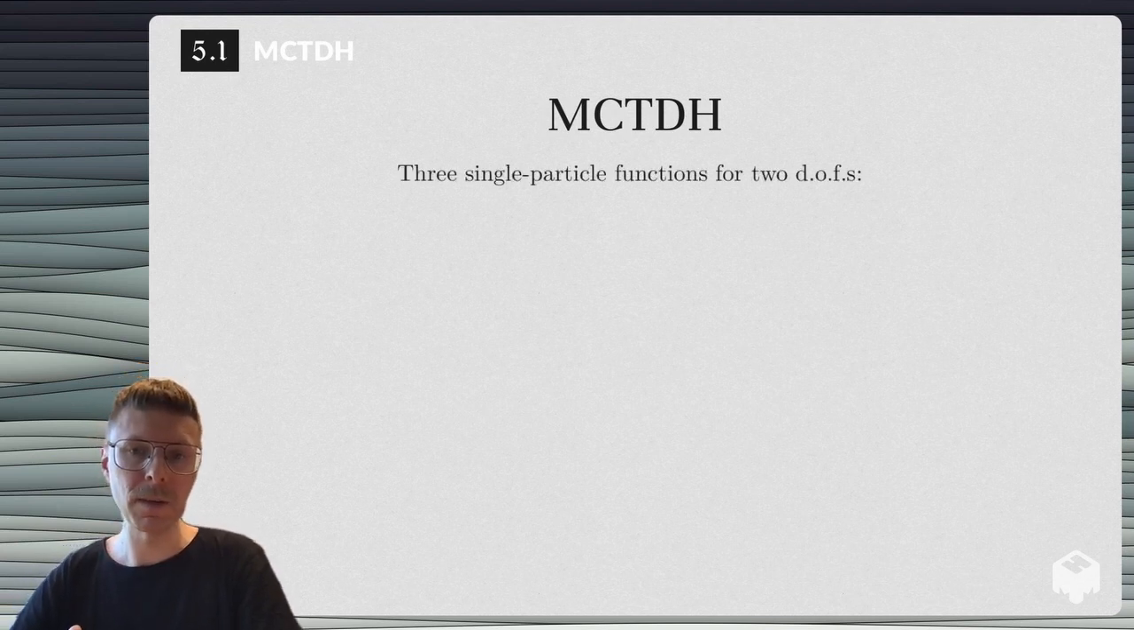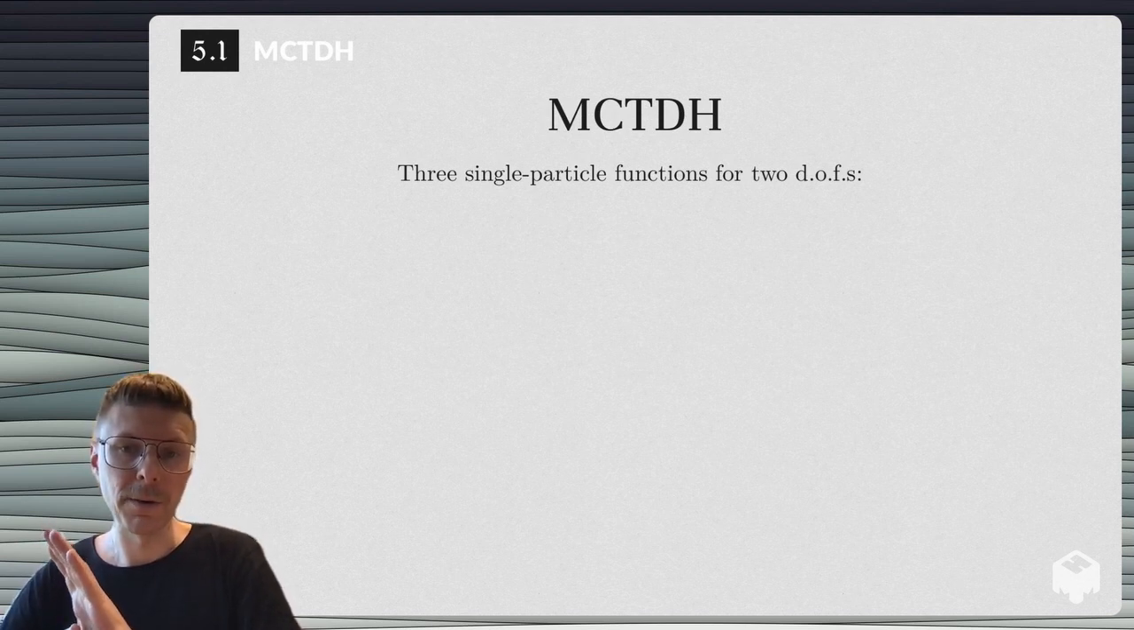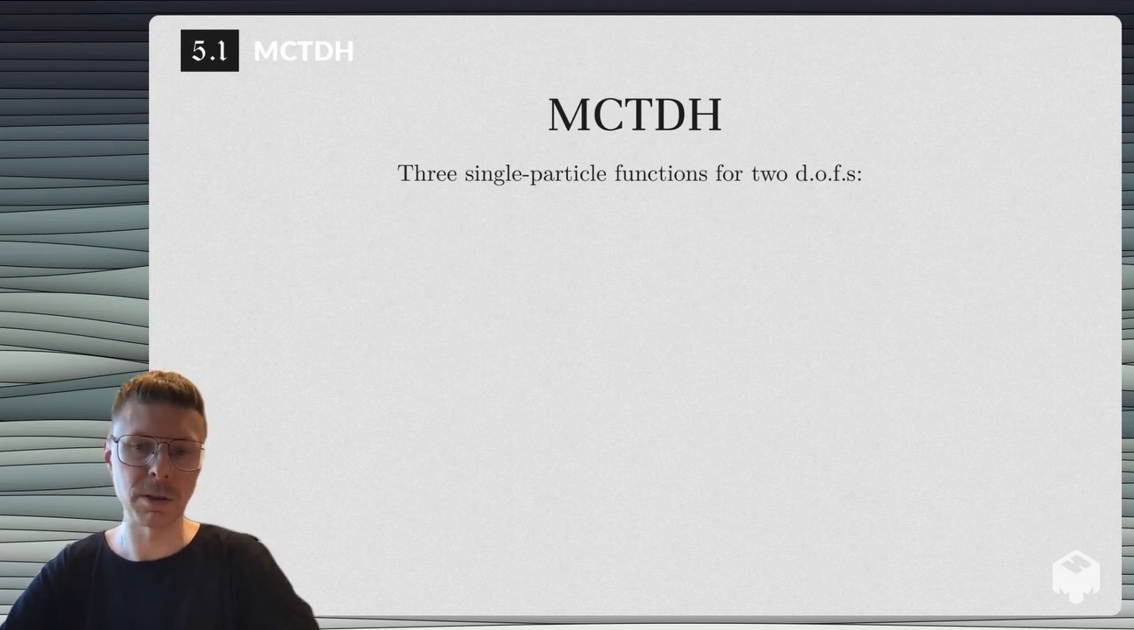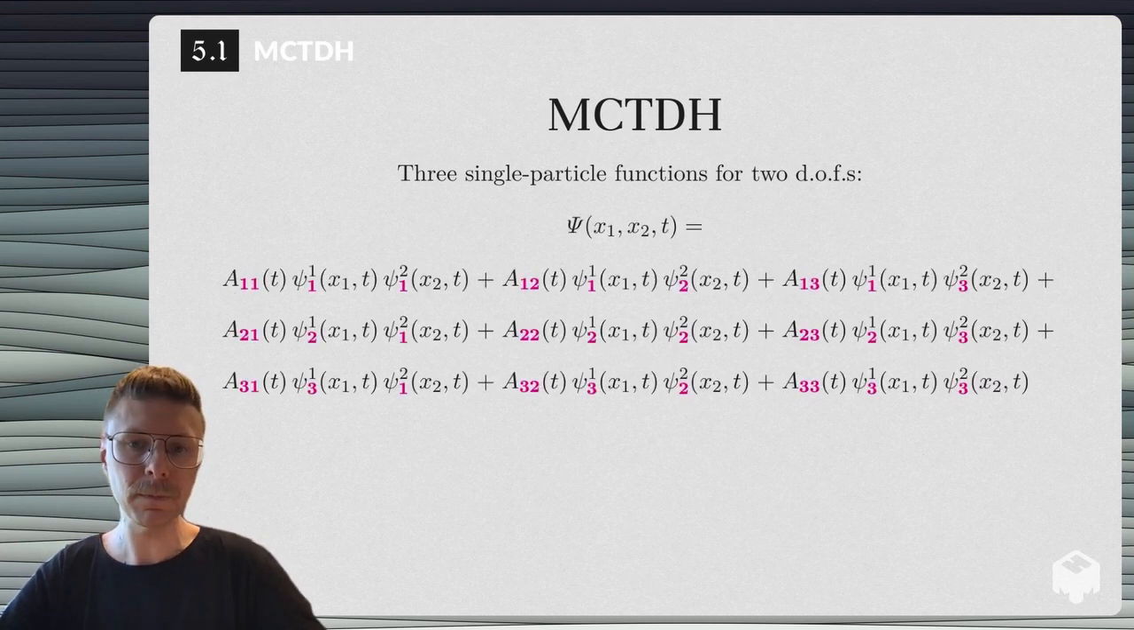Let's take an example where we extend the time-dependent Hartree method to the multi-configurational case. Instead of a single function for each degree of freedom, we now have 3 single particle functions and 2 degrees of freedom. We still have 2 degrees of freedom, as in the previous example, but we want to add more functions for each degree of freedom. So instead of 1, we choose 3. And the wave function looks like this now.